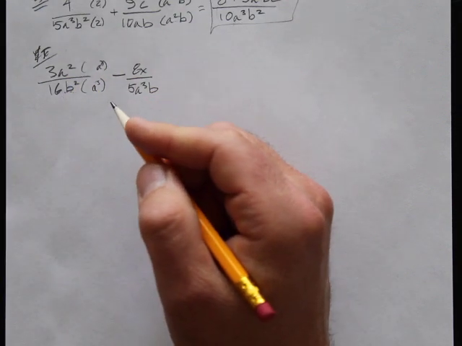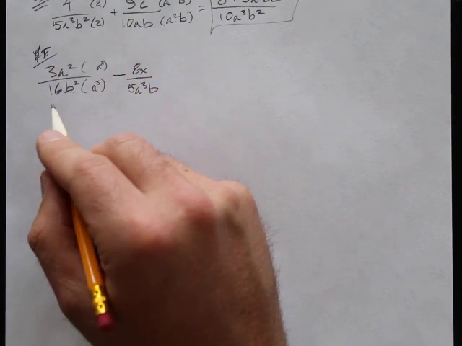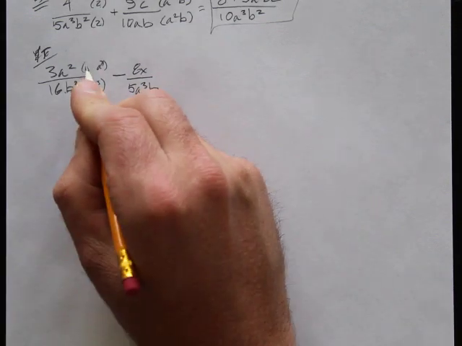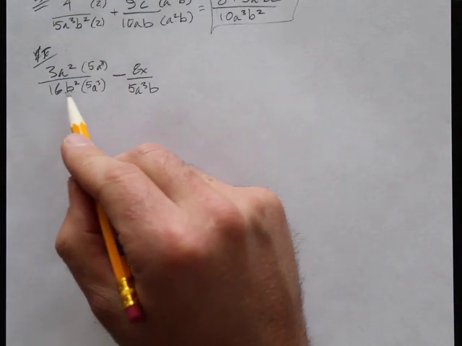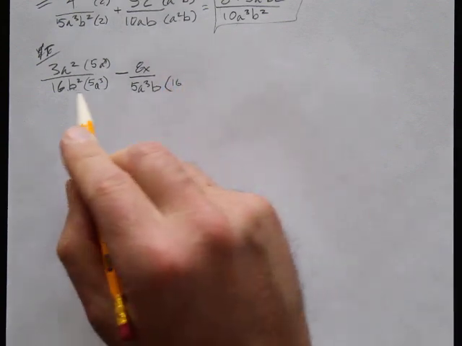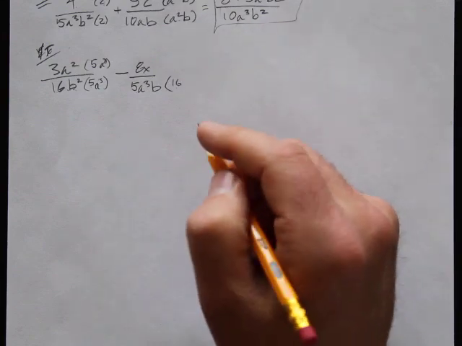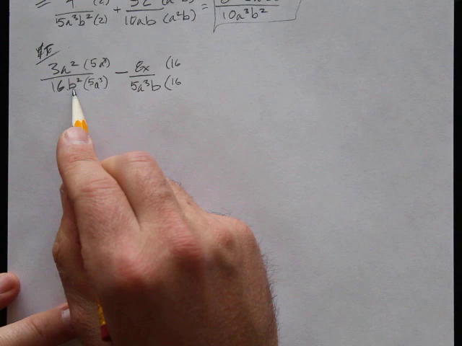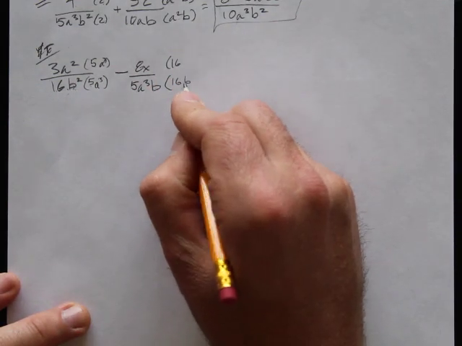This is ugly. So what I'm going to do is multiply the bottom by 5 and the top by 5 as well. Of course, what I do to the bottom, I do to the top. And this one, I'm going to multiply by 16. So then I'll have 5 times 16, perfect. Now I have the a cubed, I don't have a b, I need to multiply it by b, 16b.